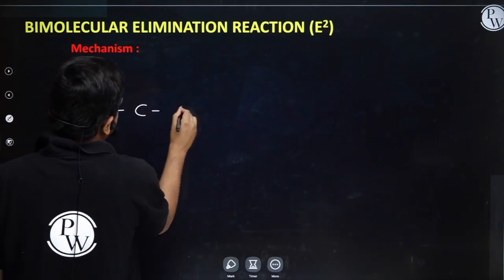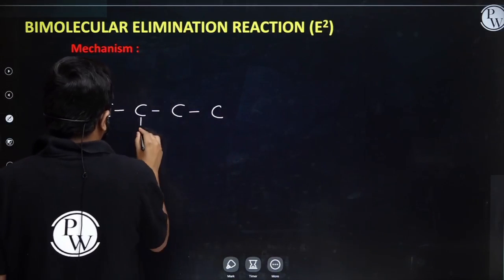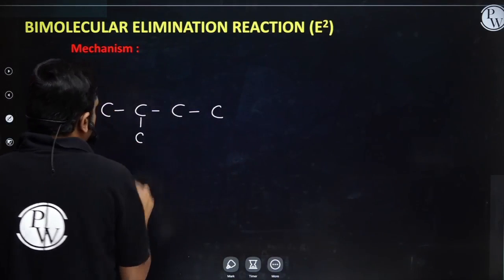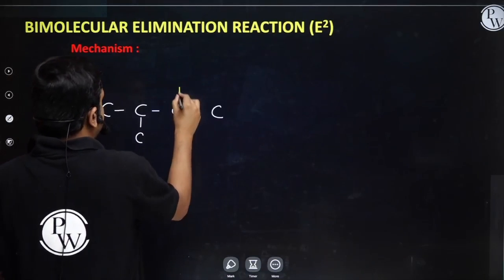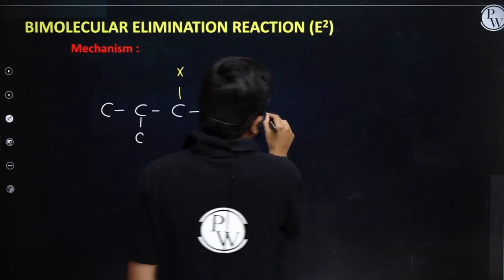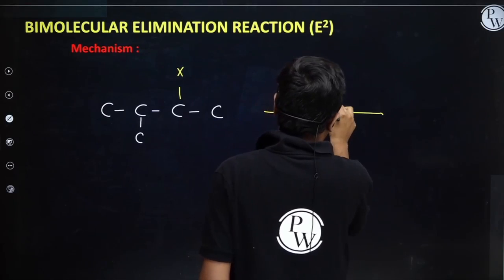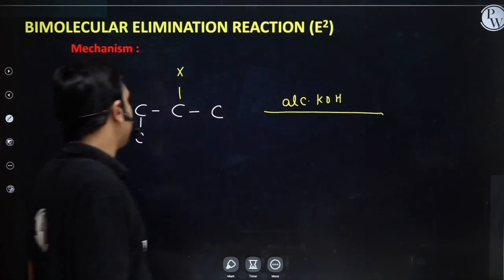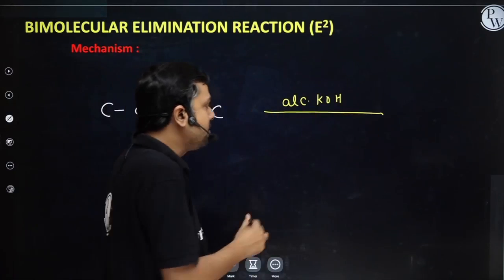C, C, C, C. Okay. And this one's, let's suppose here also I am having one C. Let's suppose this particular carbon is containing halogen, and now it's treated with a strong base, alcoholic KOH. Student, what is the function of base?